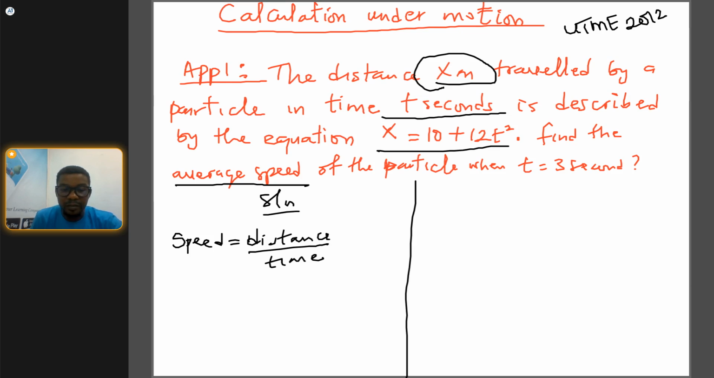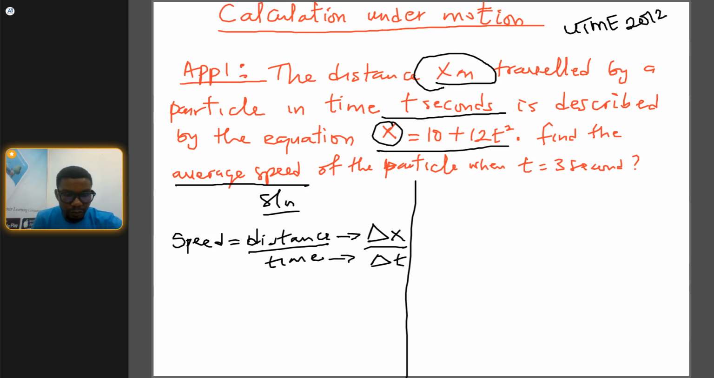Distance over time taken, which implies change in distance over change in time. In this place, distance is represented by x. So let me use change in x, which is your distance, over change in time. Change in distance over change in time is speed. All right? So we're going to make use of that equation to find our average speed.